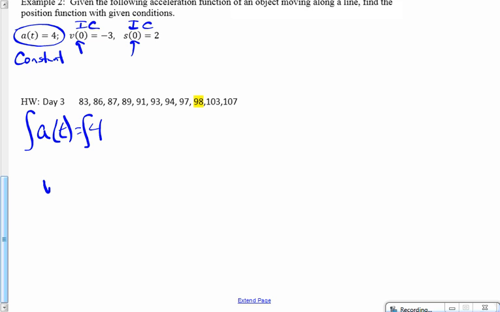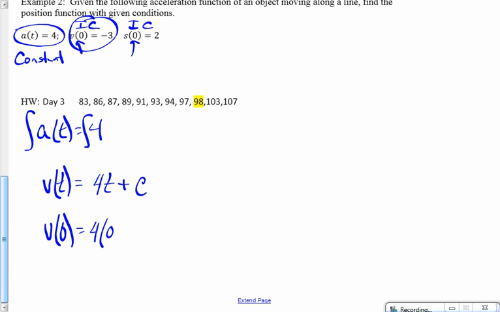The antiderivative will give us a velocity function, and v of t is equal to 4t plus the constant of integration. We're given an initial condition involving velocity, so we'll go ahead and substitute that value in. V of 0, we substitute 0 for t, and then we're told that that value is -3. So we should be able to conclude that since that portion is 0, c is -3, and the velocity function with respect to time is 4t minus 3.